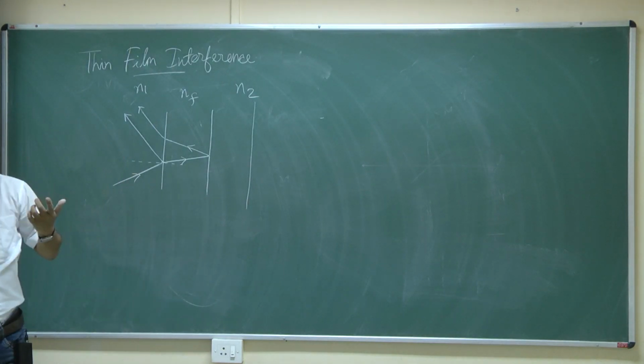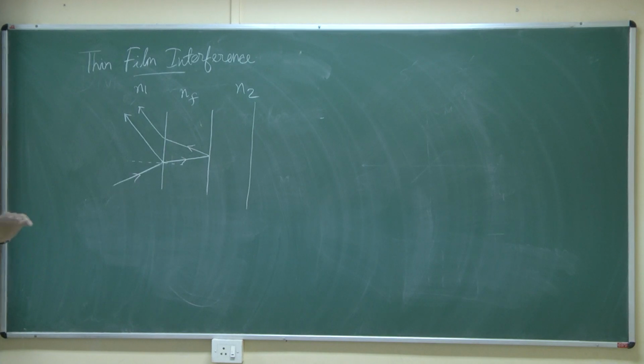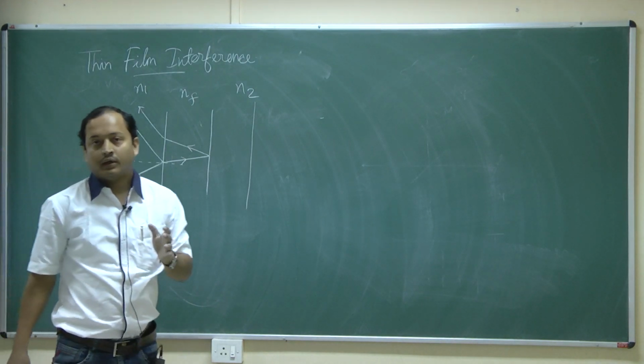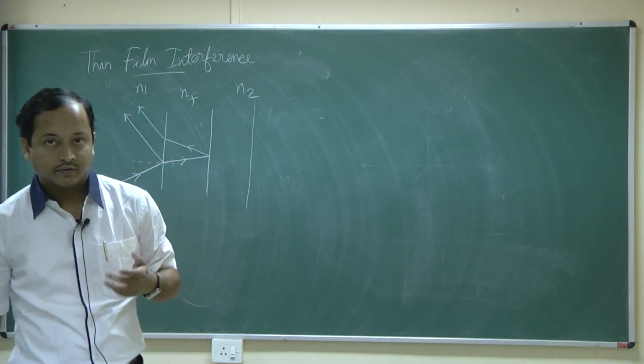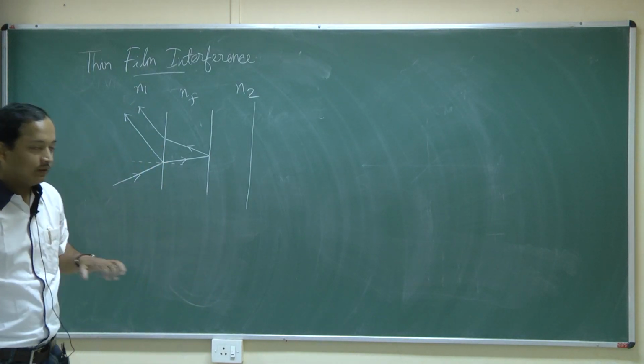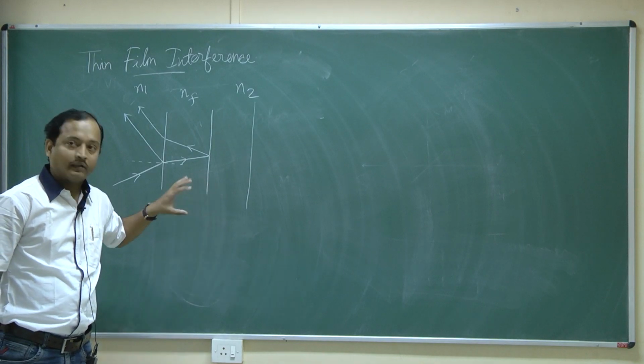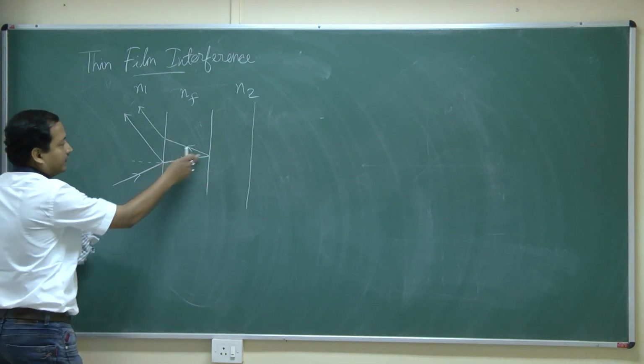Phase difference here can come from two sources. One is that path difference can lead to phase difference. Also you can have external reflections. We will bring up each one by one. So let's first discuss the path difference part. What is the path difference between these two rays?